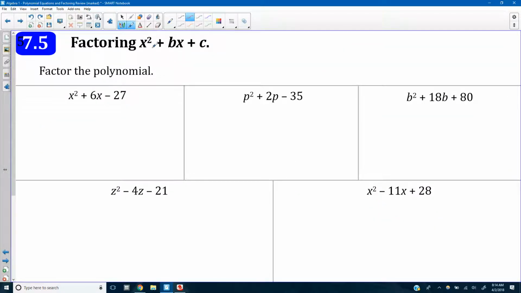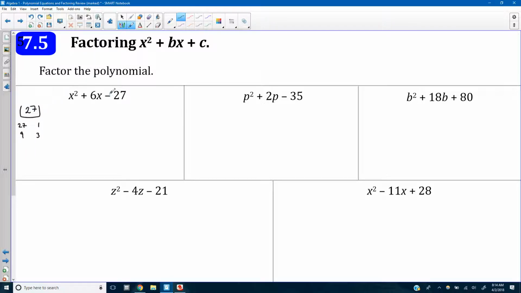Okay, factoring x squared plus bx plus c. Compared to the other one, this is where a is going to equal 1. And there's a great thing about it. Let's take a look at this. The question that is asked is what two numbers multiply to become negative 27 and add to become 6. So I can list factors of 27 here, which are 27 times 1, 9 times 3. Is that it? I think that's it.